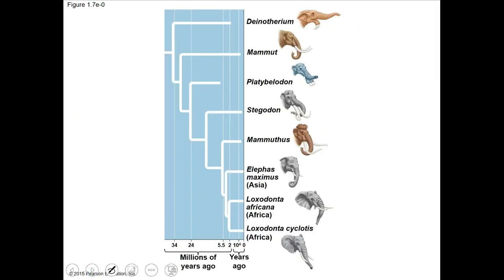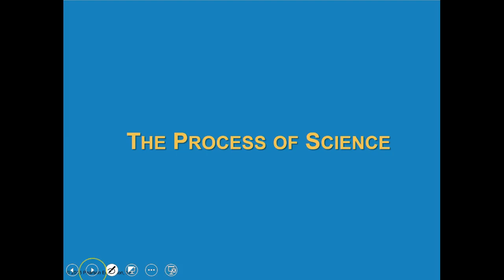But there's also some really cool evidence that you could see. If we went back to the mammoth, from the mammoth to our modern elephant, there are small changes that happened over time, and that gives us another indication of evolution.